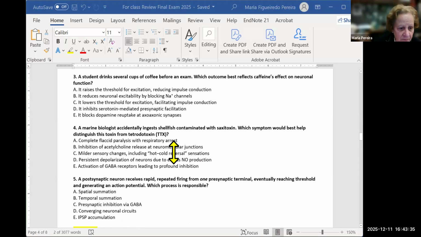Four, now this is very hard. A marine biologist, I would not have a question like this. I just wanted to see if anyone knows the answer to this. Let's see. A marine biologist accidentally ingests shellfish contaminated with saxitoxin. Which symptom would best help distinguish this toxin from tetrodotoxin? So the answer is C. Milder sensory changes, including hot-cold reversal sensation.